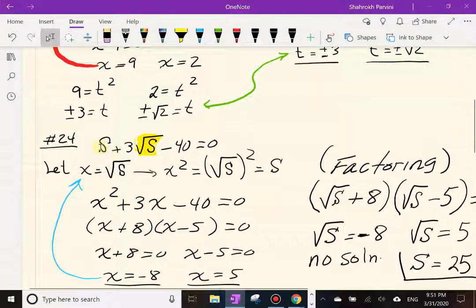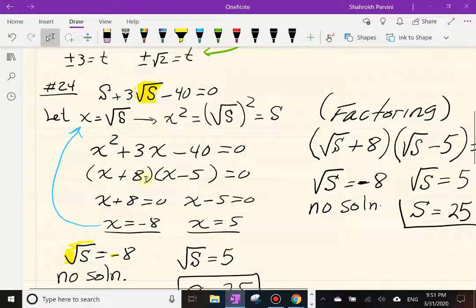Now I'm going to replace s with x squared, and replace square root of s with x. And now I have a reduced equation that is in quadratic form. We can factor this one, which I did. These are the factored form. And you solve each factor, we get two solutions out of this work. x is negative 8 and x is 5.